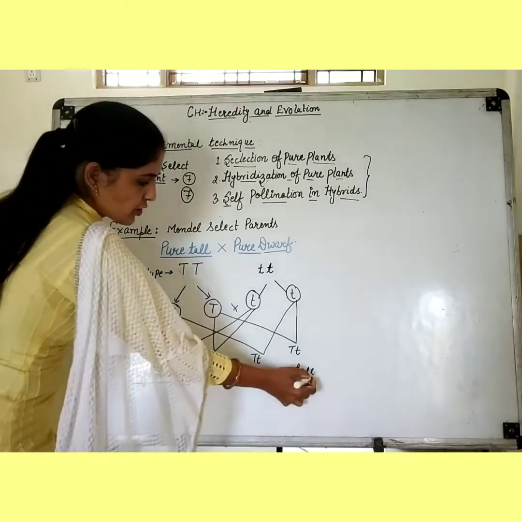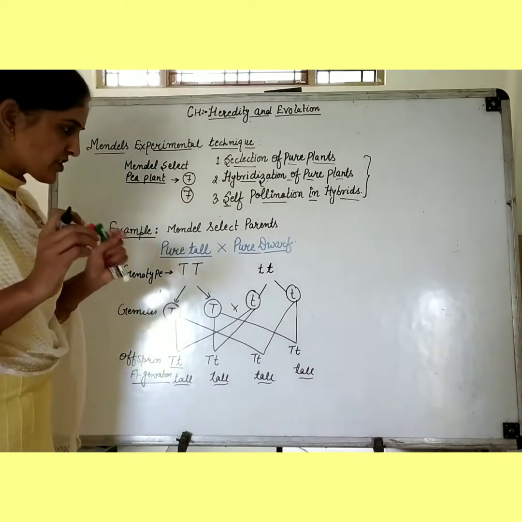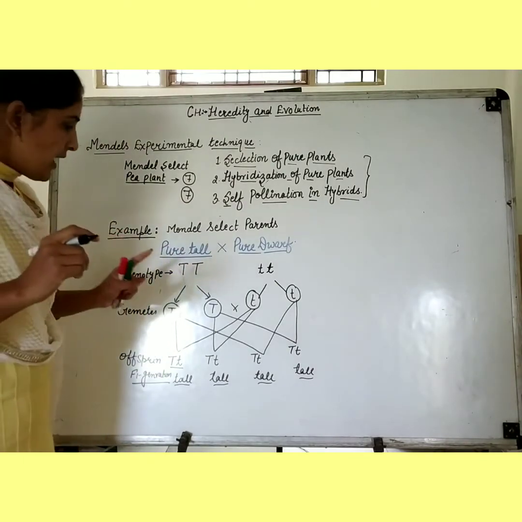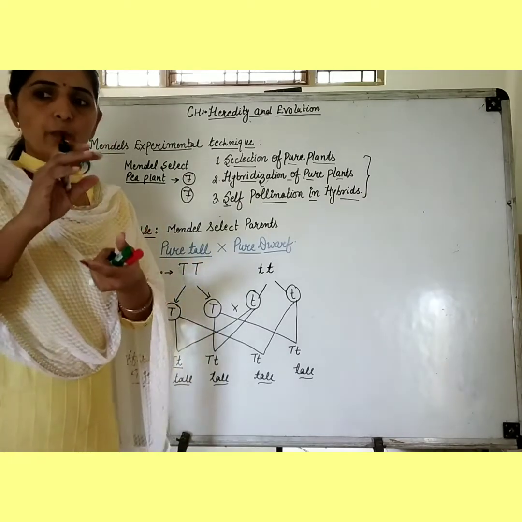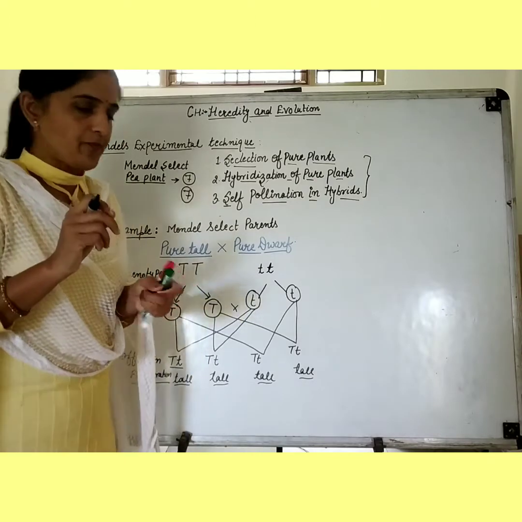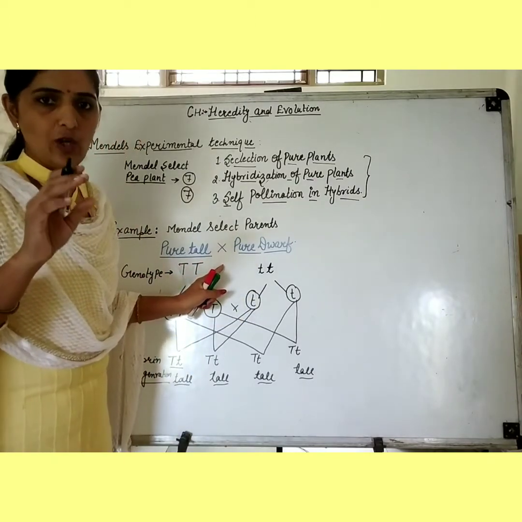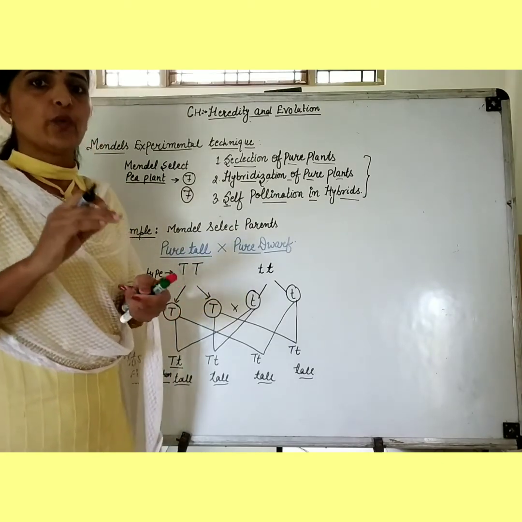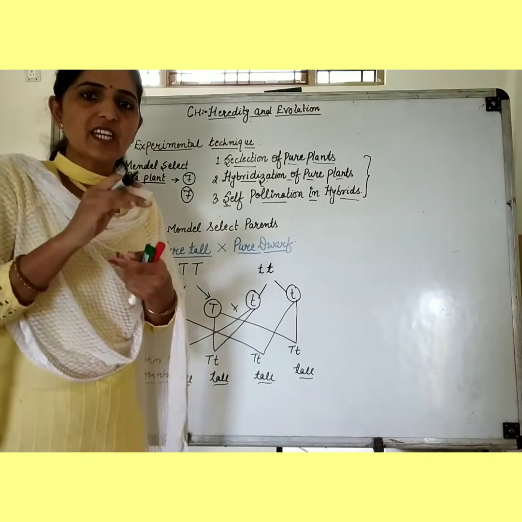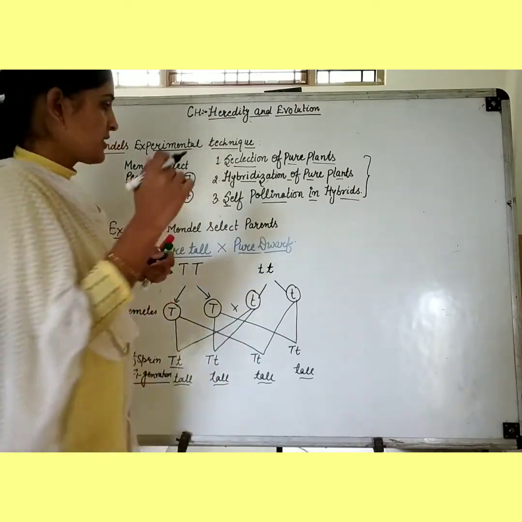All these are tall. And here, one important thing you can understand is that this cross is only between a single character. Only a single character of those parents was taken here, that is the tallness. And Mendel's experiment which we were dealing with a single character is known as monohybrid cross.